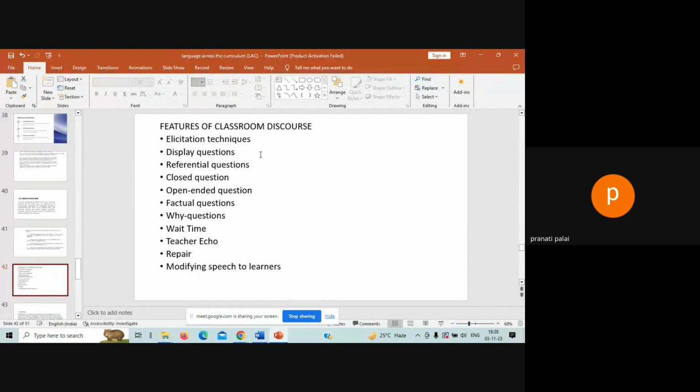Yes, this question helps determine if students know some required facts or information or not. So this is particularly the knowledge-based question or recall-based question, the factual question.